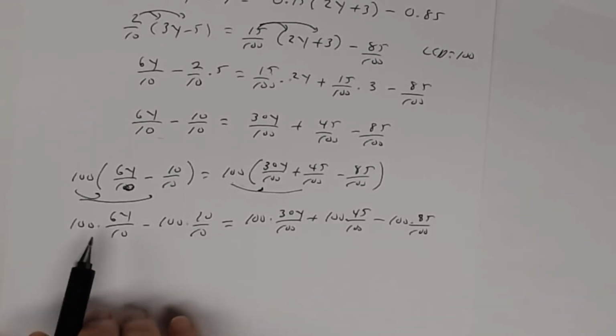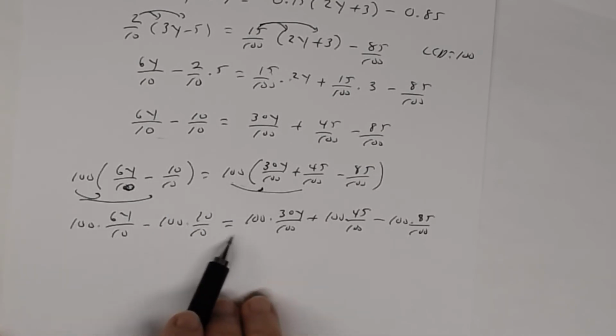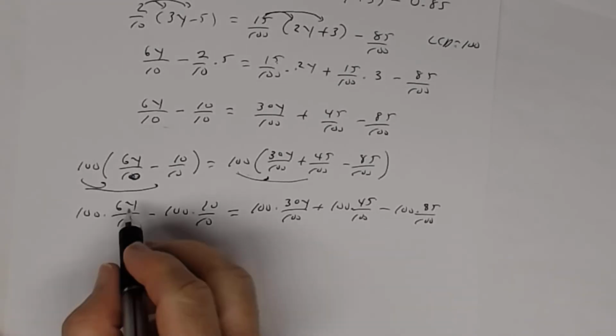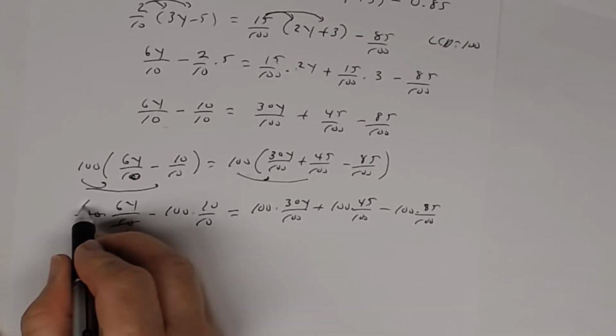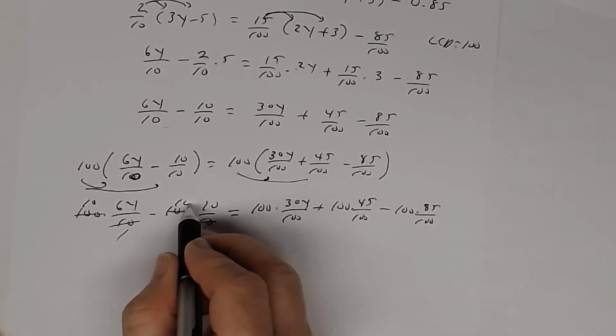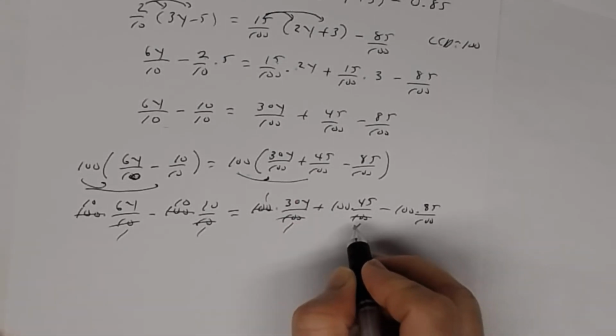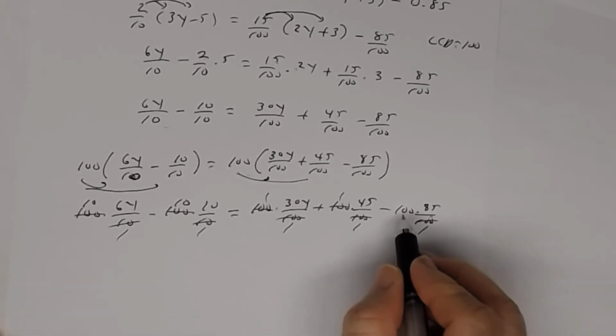Remember, the whole purpose of multiplying both sides by the least common denominator is to get these denominators to be factors of 1. So you want to clear those fractions. So 10 into 10 is 1, 10 into 100 is 10, right? 100 divided by 100 is 1, 100 divided by 100 is 1.